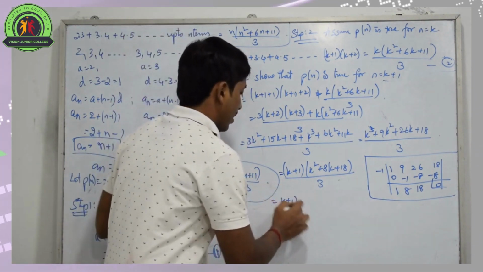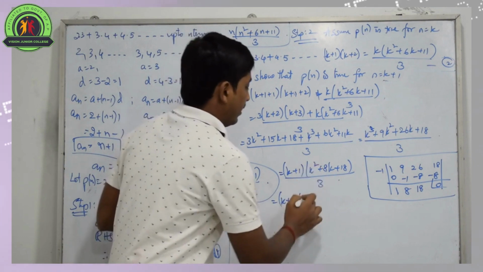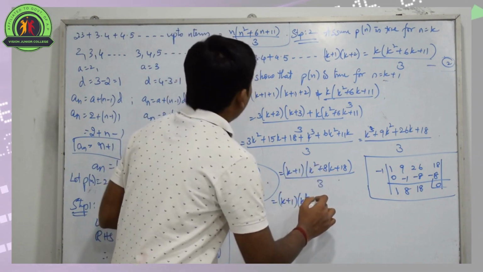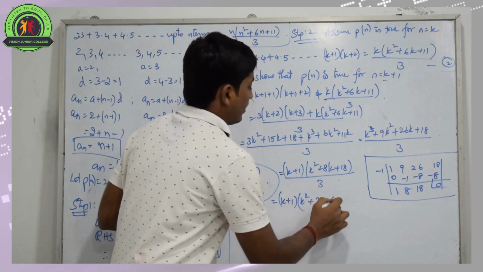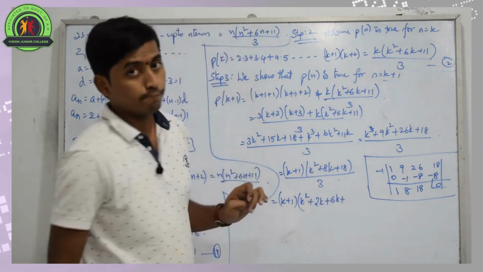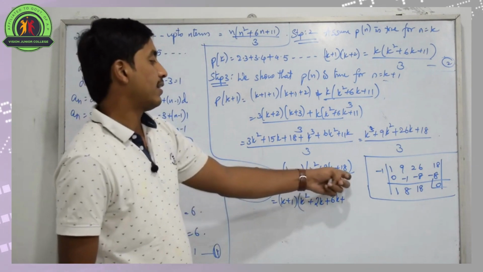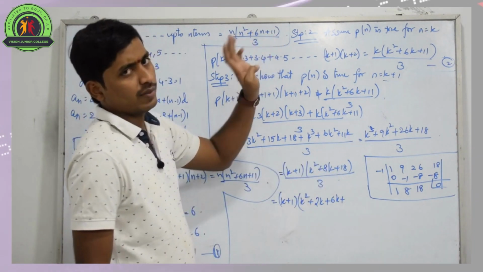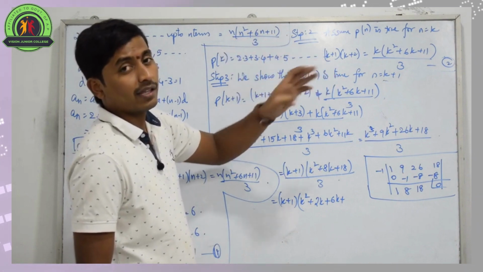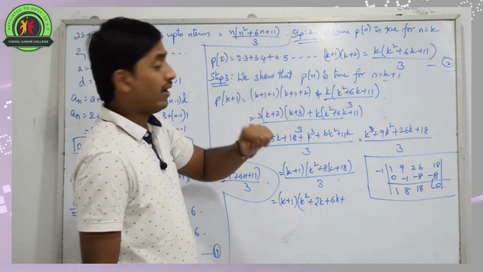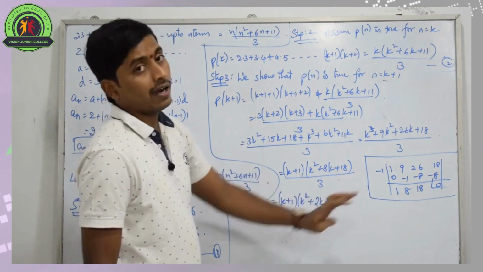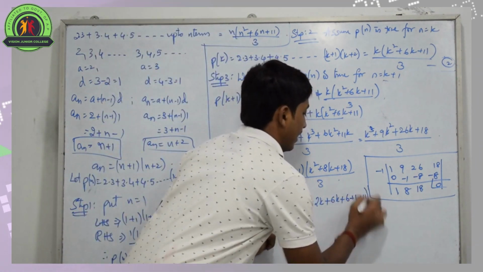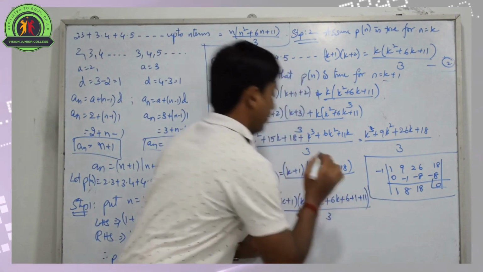That is k plus 1 into, can I write this 8k as 2k plus 6k? Yes, I can write, right? Then next, can I write 18 as, first of all 11 has to be separated. 18 minus 11 is 7. In that 7, I have to separate 6 and 1. Let us write it as plus 6 plus 1 plus 11, whole divided by 3.